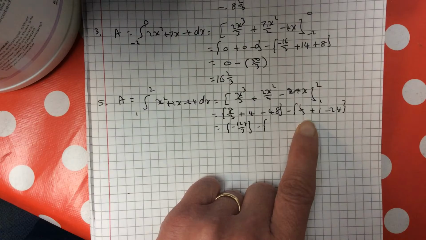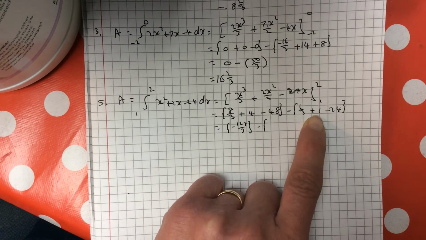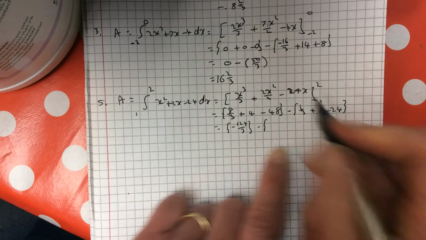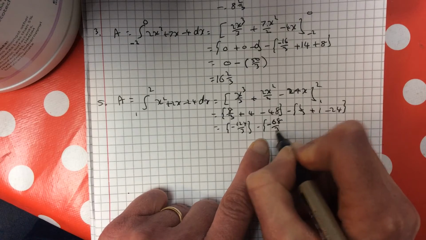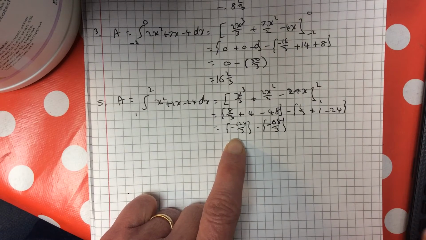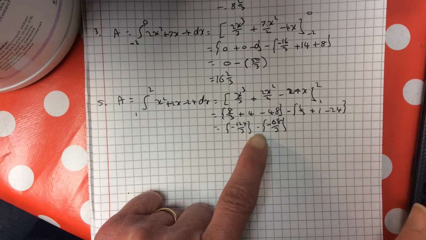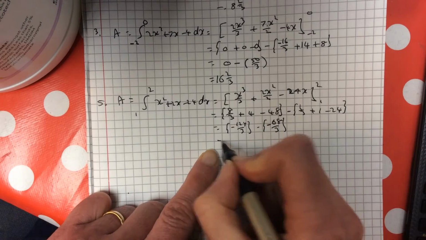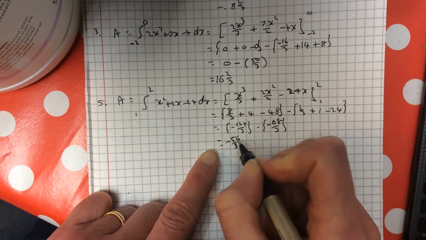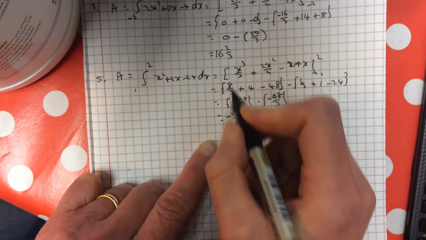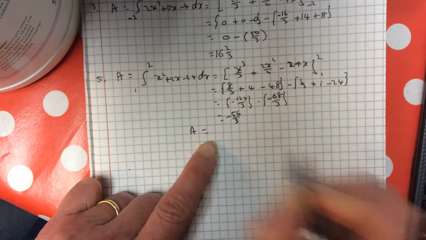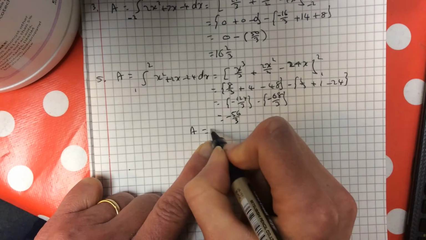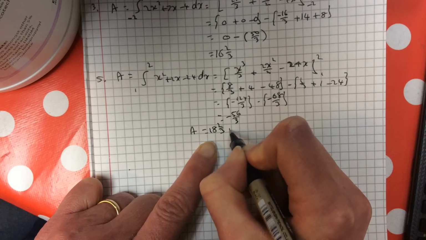Take away, and 1 divided by 3. Add 1 minus 24. Second bracket is minus 68 over 3. So you've got minus 124 over 3. That becomes plus 68 over 3. Gives me an answer of minus 56 over 3. But make sure you give that as a positive. So your area is 18 2/3 units squared.